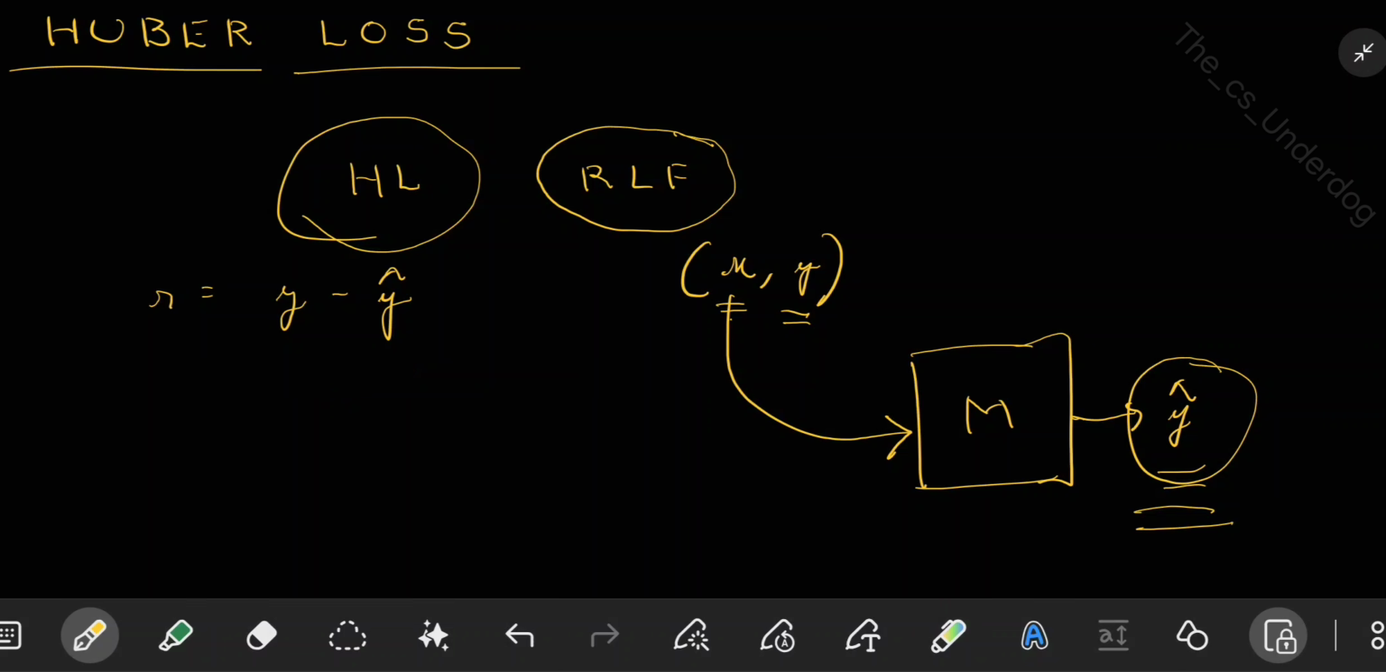How much are these two values differing? This is your residual. So all the error functions or loss functions are different attempts to mathematically represent this particular value such that it is useful for modeling a machine learning model.